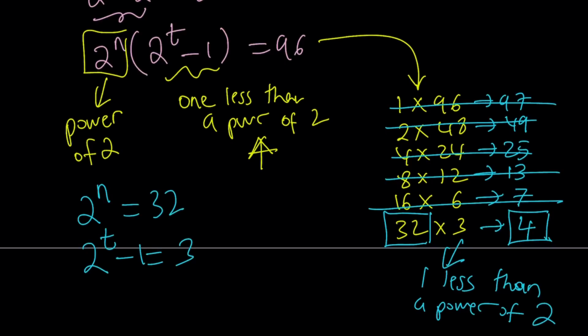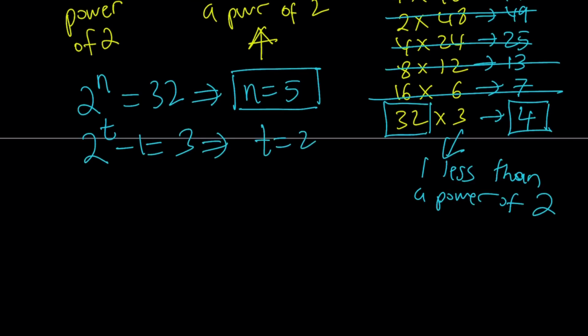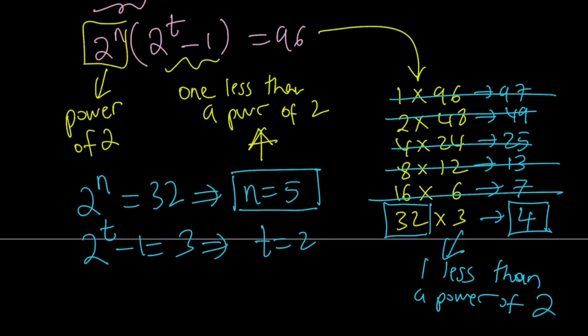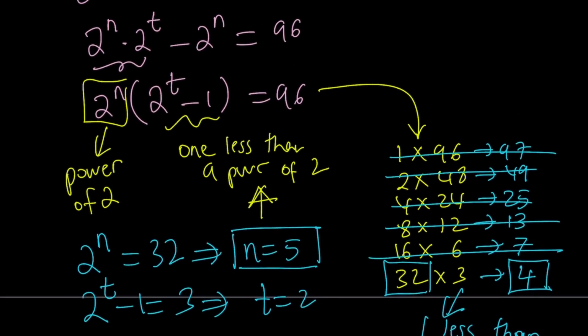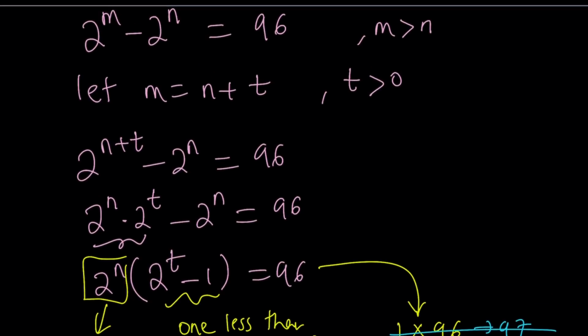Great. So from here we can basically find the values of n and t. Let's go ahead and find it. The first one gives us n equals 5, because 2 to the 5th power is 32. And the second one gives you 2 to the t equals 4, and t equals 2. But remember, our goal is not to find t, because t is just kind of like a dummy variable, right? Well, all of these are dummy variables, but anyways. t equals 2 means what? Let's go back and see what t means.